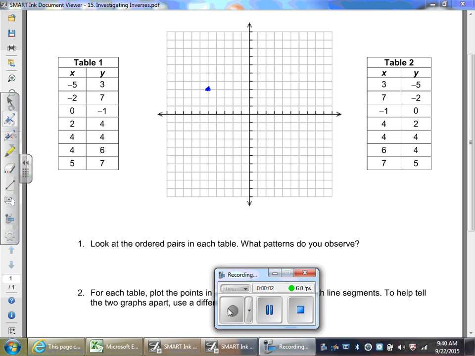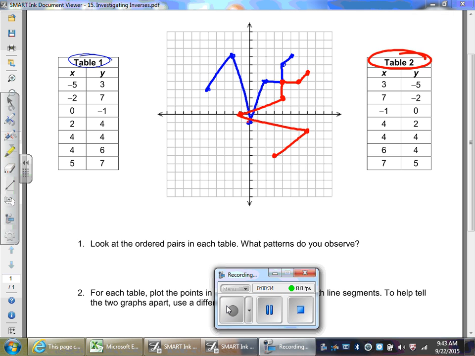This video will cover investigating inverses, so this is something we did in class today. What you have to do is plot the points first and try to use one color for table 1 and a different color for table 2. So after plotting the points, we came up with a figure that looks like that. So what does it look like? Almost like a bird.